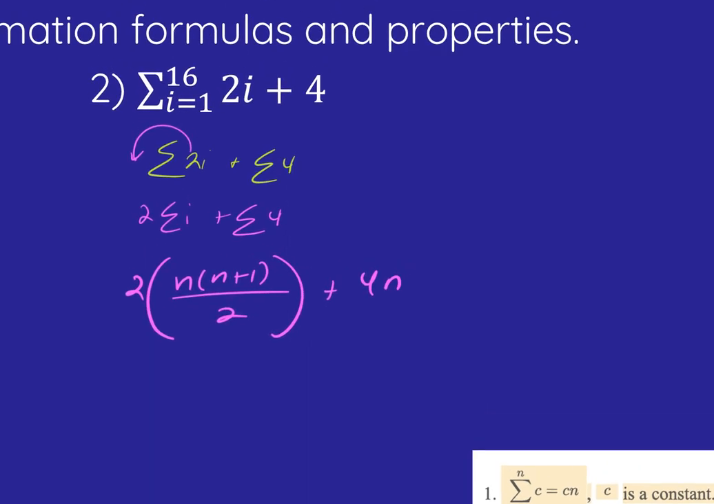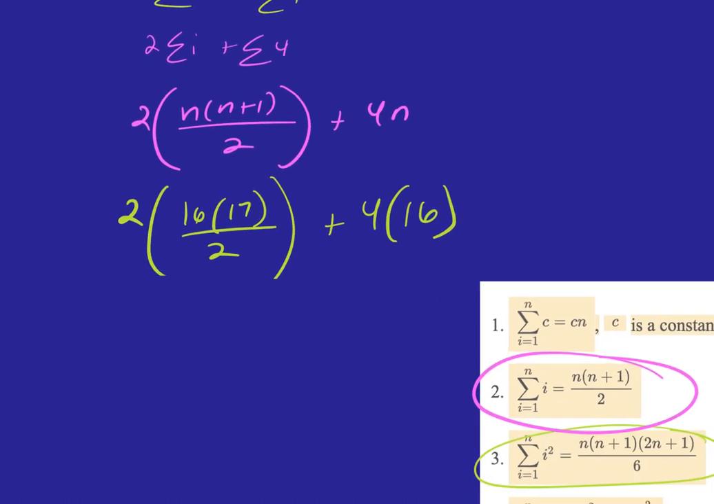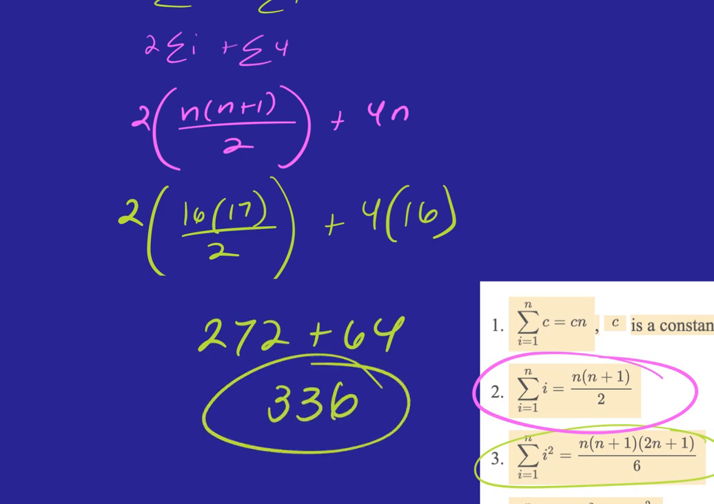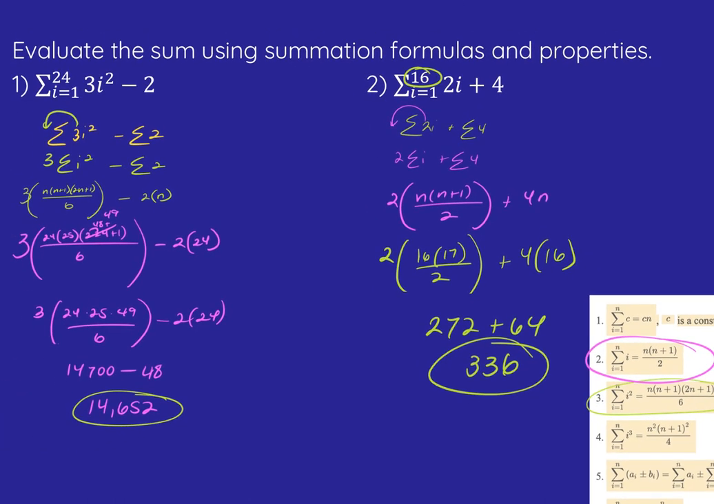So this is 2 times n times n plus 1 over 2 plus 4 times n. And n this time is? 16. Good. So 2 times 16 times 17 over 2 plus 4 times 16. 2 times 16 times 17 divided by 2. You could have canceled those 2's out, but 272 plus 64 is 336. Good? Yeah. Questions?